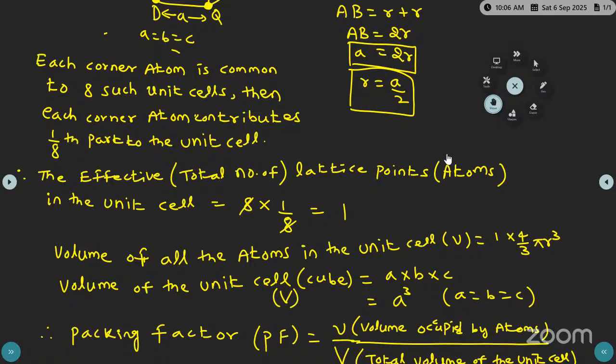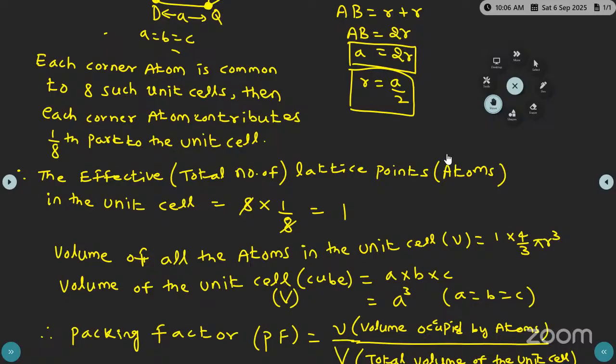For a cube, what is the volume formula? Length into breadth into height. So length, breadth, height, we have taken as equal. That is a equal to b equal to c. As length, breadth, height for a cube are the same, therefore the volume can be written as a cube.